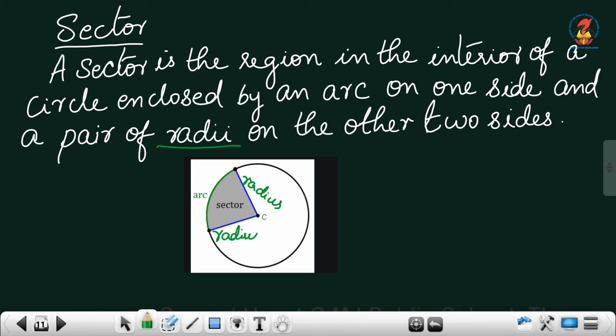So, two radius and one arc. This inside shaded portion is known as sector. What do you mean by sector? The sector is the region in the interior of the circle enclosed by an arc on one side and two side radius. This inside shaded portion is known as sector of the circle.